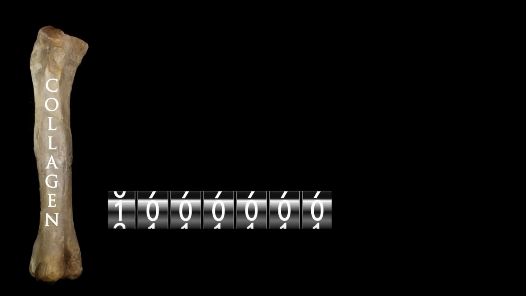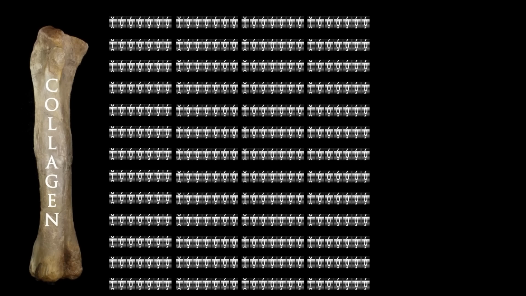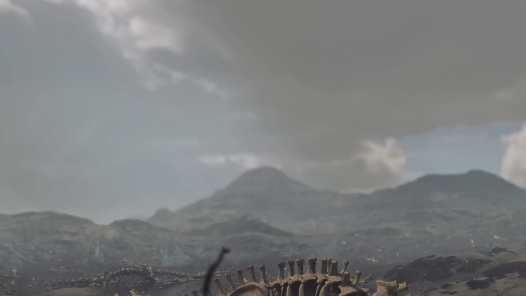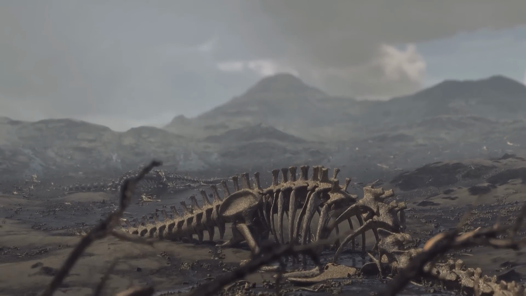Either way, with a maximum shelf life of less than 1 million years, what's collagen doing in dinosaur bones that are supposedly over 67 million years old? So, what really happened to the dinosaurs?